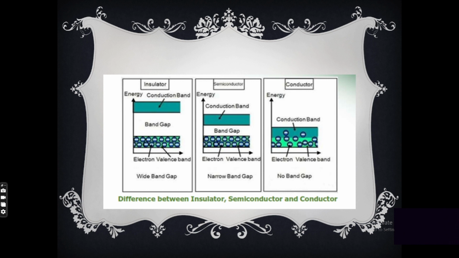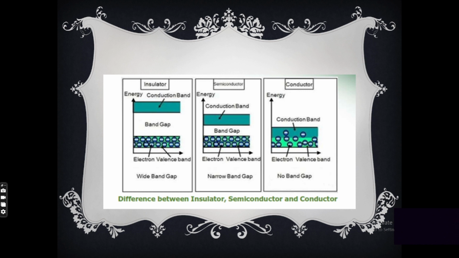If we take the semiconductor, the band gap between the conduction band and the valence band is very small. So when temperature increases or impurity is added, it is easy for the electron to move from the valence band to the conduction band. So that's why it is called a semiconductor. It will have a narrow band gap.